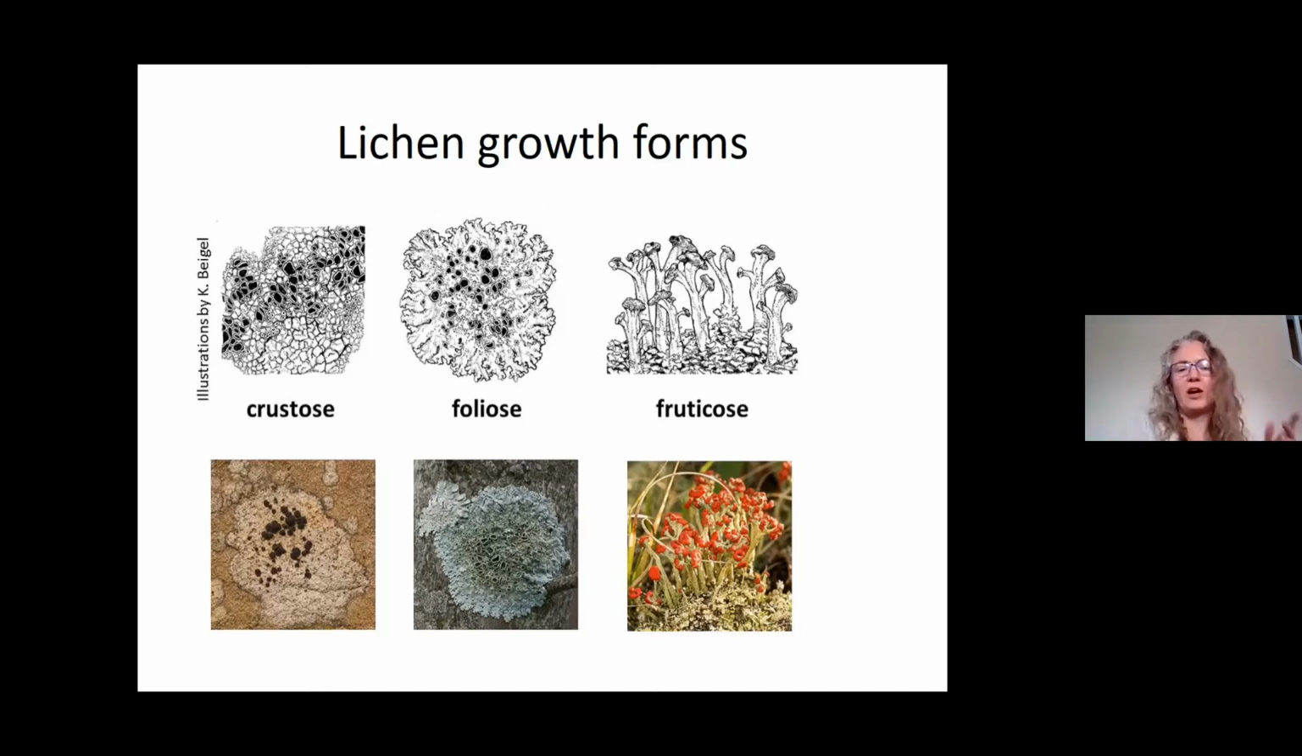So foliose things will kind of look like this. There'll be a thallus that's round, or maybe kind of more feathery looking at the edge, but it won't be standing up straight like this. Did that answer your question? Yes, that answered it. Okay.